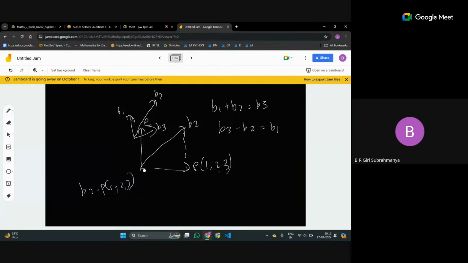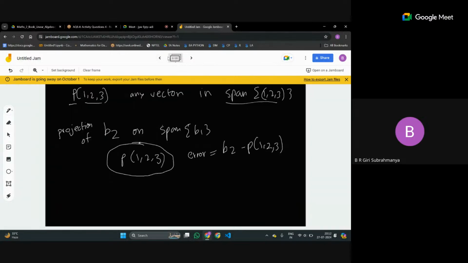The error vector can be on this side or on the other side, but it will be orthogonal to P of 1, 2, 3, correct? And it will be orthogonal to B1 also. So this error vector, let's call this E. E is equal to B2 minus P of 1, 2, 3, okay? Now this is going to be orthogonal to 1, 2, 3.